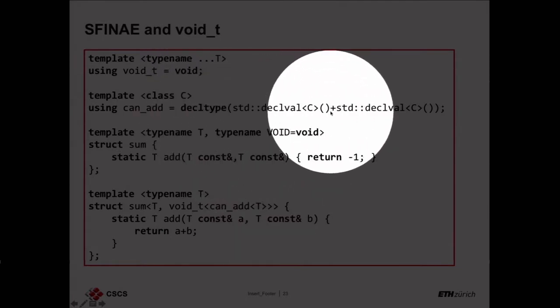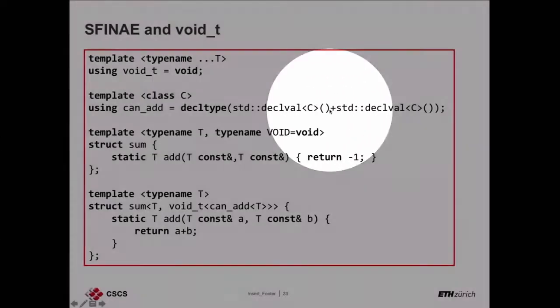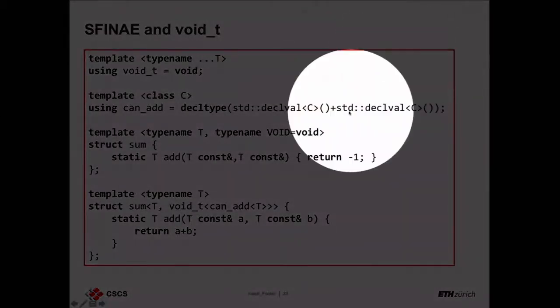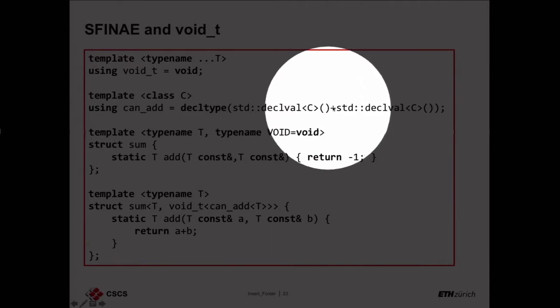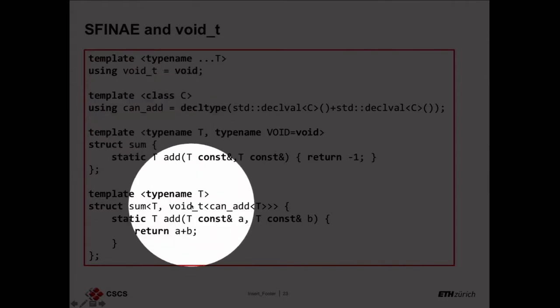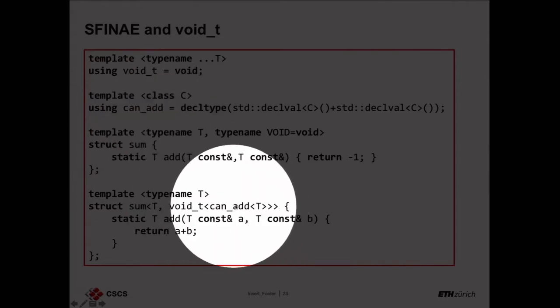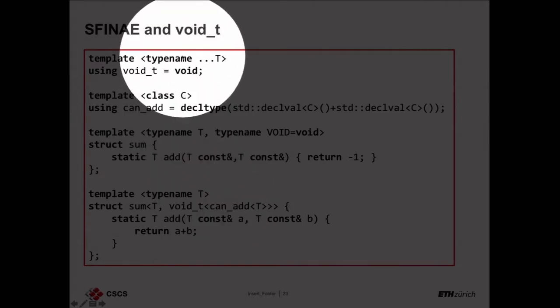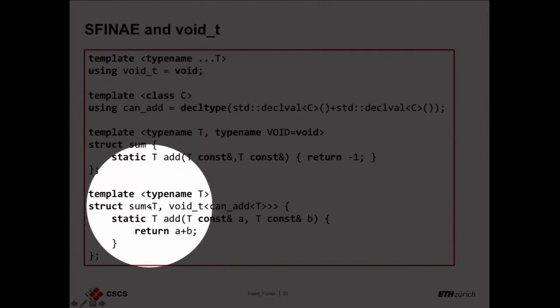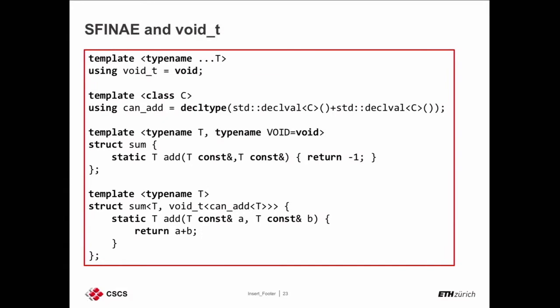So if my T doesn't have a plus, this decltype will be a compiler error, but it's not signaled as an error, and so it will be ignored. So if you don't have a plus operator, you go to the primary template. If it has the plus operator, you can add, so void_t of whatever type, this type will exist, and void_t of any type, of anything they can put there, will be just void. And so now it will be sum T of void, which is exactly the primary template that I wanted to instantiate.